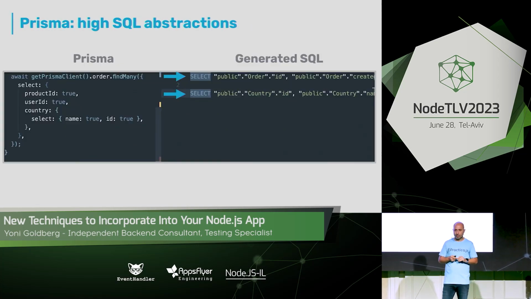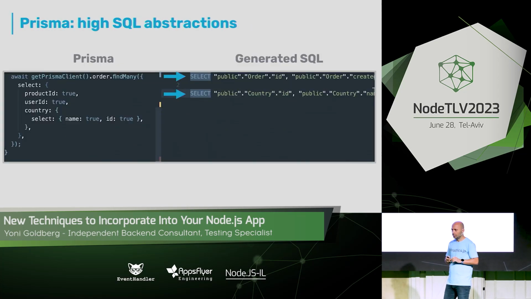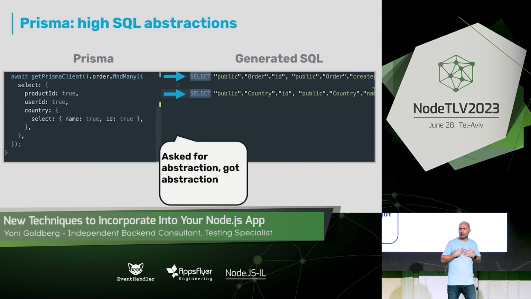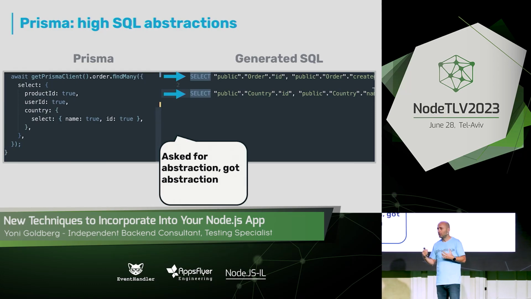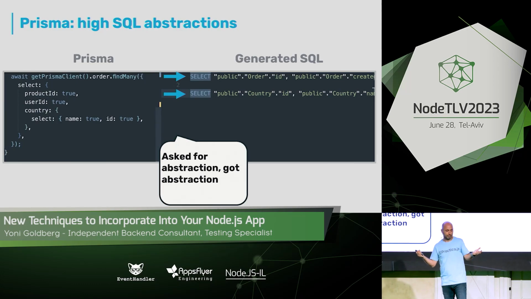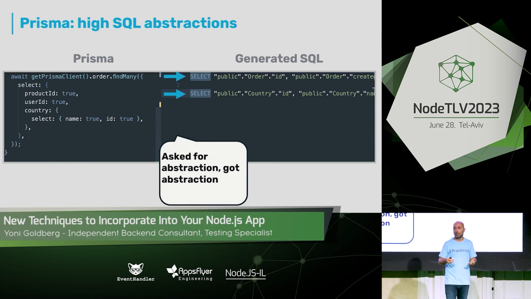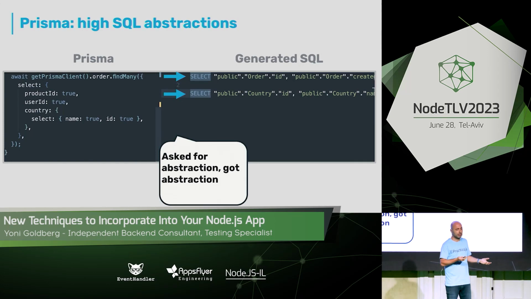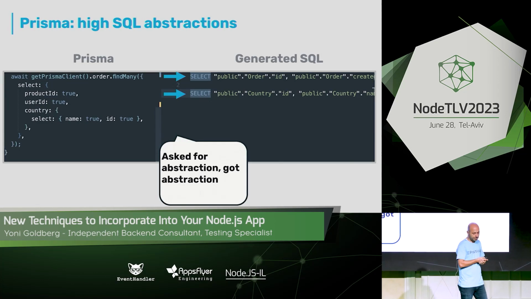So on the left side, you can see Prisma. On the right side, the SQL. Surprise! Two DB calls, two queries. Why? The engine made a decision. Sometimes it can be more efficient, sometimes not. And no complaints here. You just got what you asked for. You asked for a tool to simplify DB work, to abstract it, you got it. And by definition, it hides some of the details from you. This is the aim of Prisma.